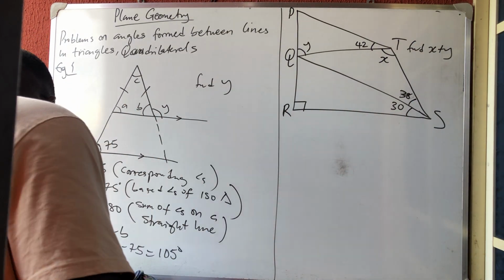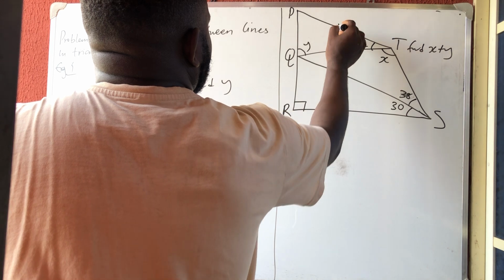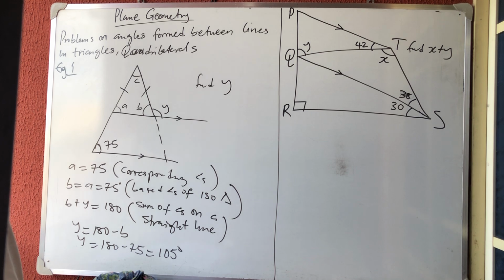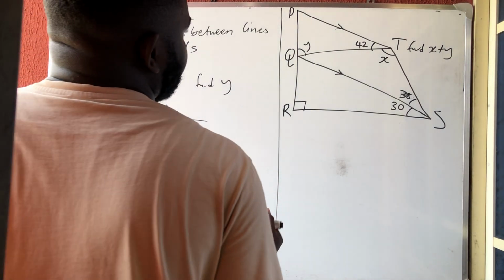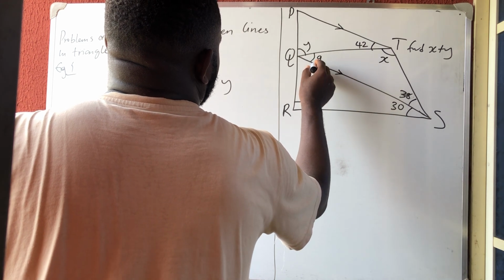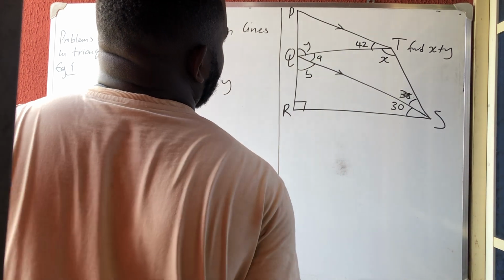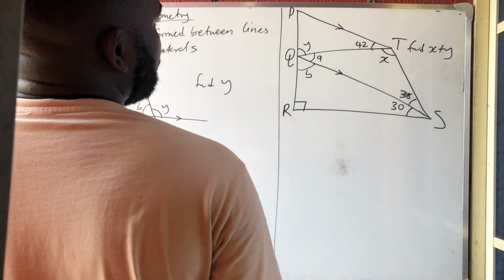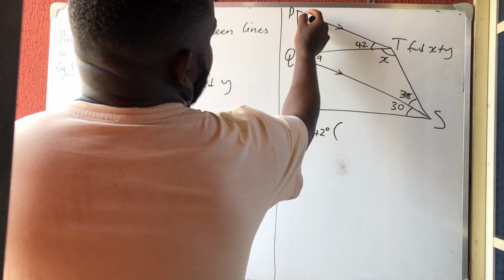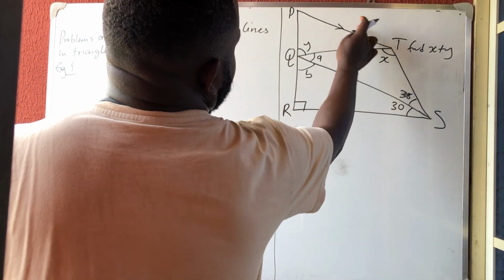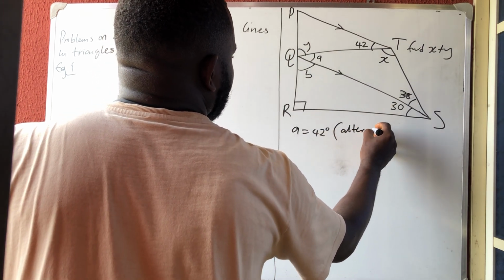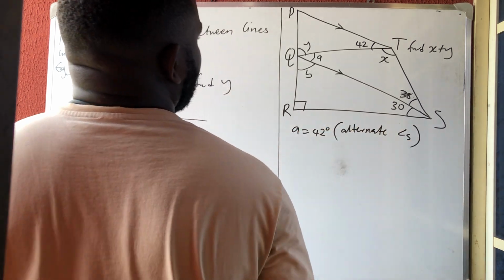They say find x plus y, and they say that here is parallel to here. And that's all. So for us to find x plus y, let me find this place first. This place is A and this place is B. Now, A is equal to 42 degrees. What is my reason? Look at the Z, two parallel lines and a transversal line. The Z is always called alternate angles.